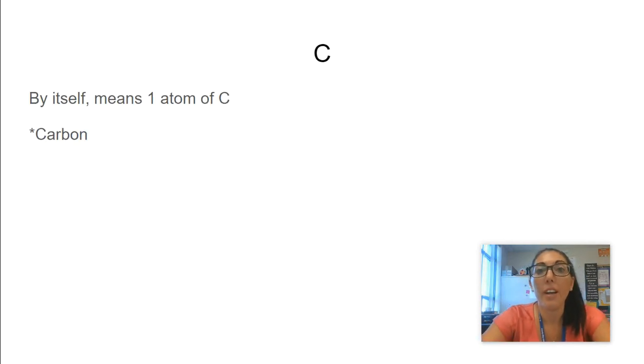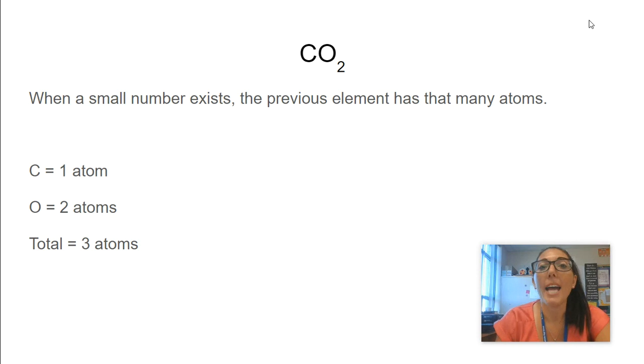So for example, if I have C here, the symbol C, we all know that is carbon. So the C by itself is the element carbon, and that means that it is one atom of carbon. But if I add an oxygen to that, I now have a molecule. So CO2 is the molecule here.